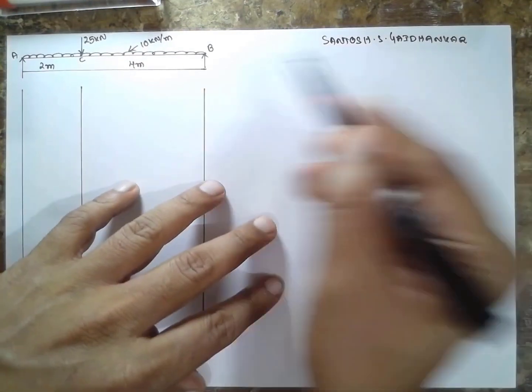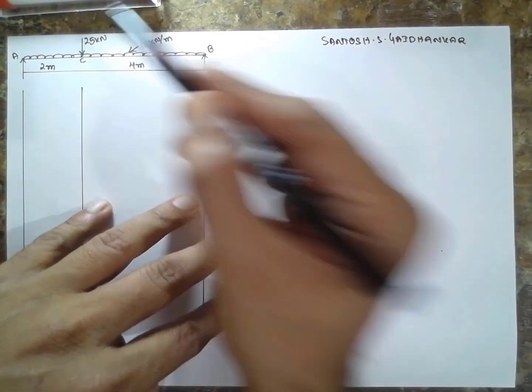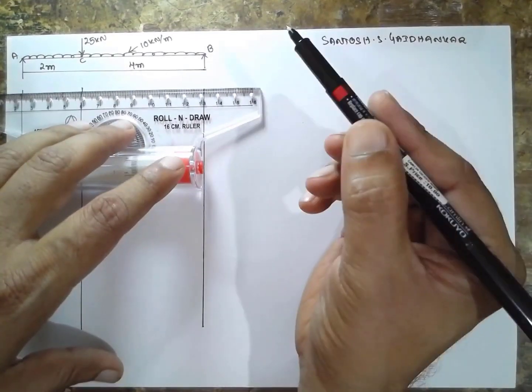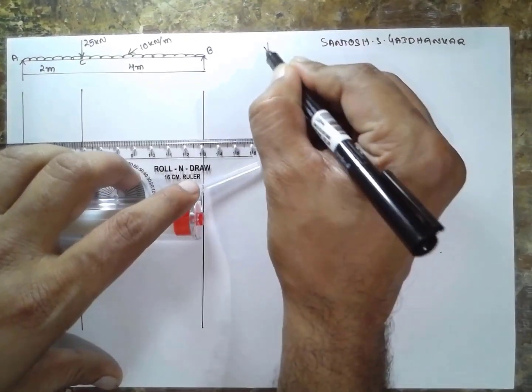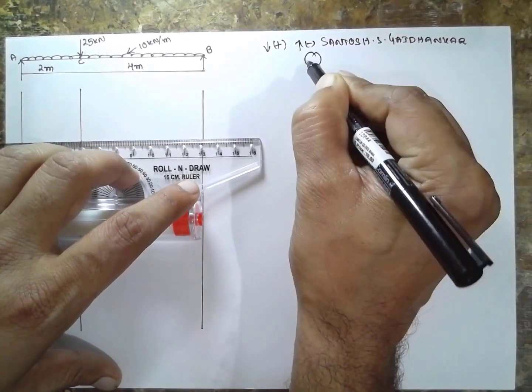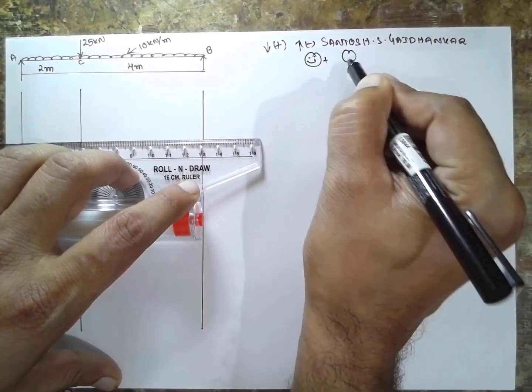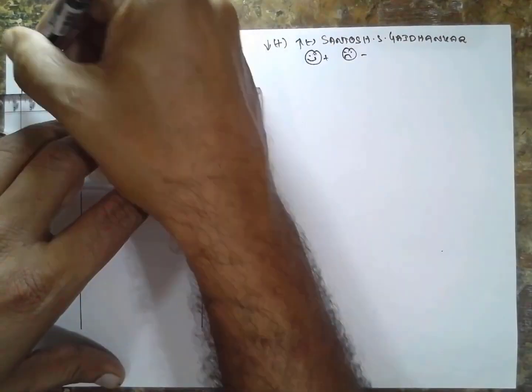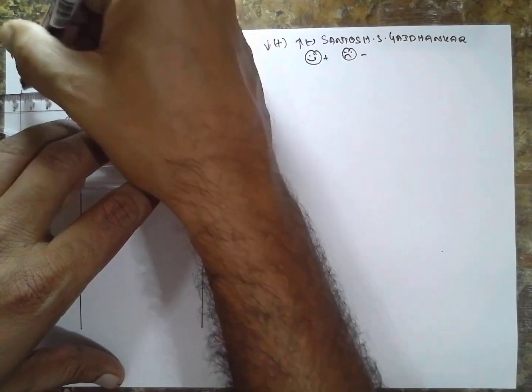Today I am solving the problem of a simply supported beam with a complete UDL and a point load. First I will convert the UDL into a point load. The downward arrow is positive, the upward arrow will be negative. Sagging will be positive, hogging will be negative.